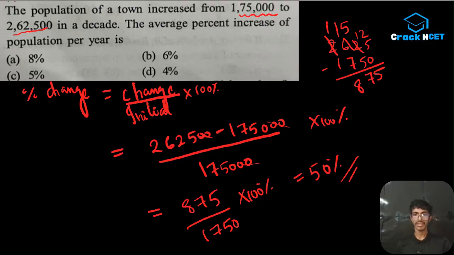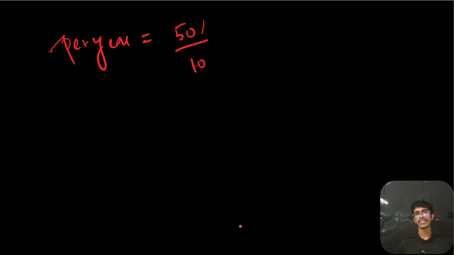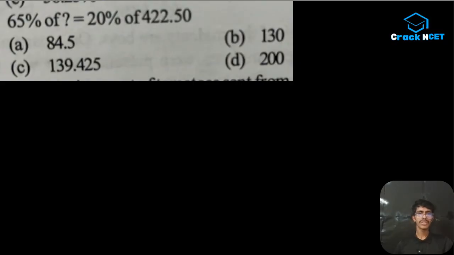Okay, right? The average percent increase of the population per year is, this is for 10 years. So average per year will be 50 divided by 10, equal to 5%. Easy peasy lemon squeezy, which gives 5%. Easy? Yes sir. So moving on to the next question.